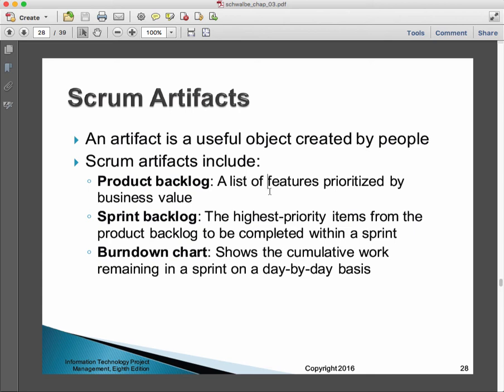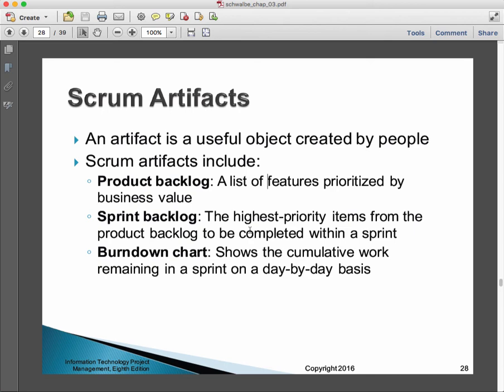Well, we work with the business owner, and we use their appreciation of business value in order to prioritize them. What's a sprint backlog? Well, it's a subset of the product backlog that we have committed to work on in the current sprint or the next sprint. So the highest priority items from the product backlog are selected to be completed within a sprint.